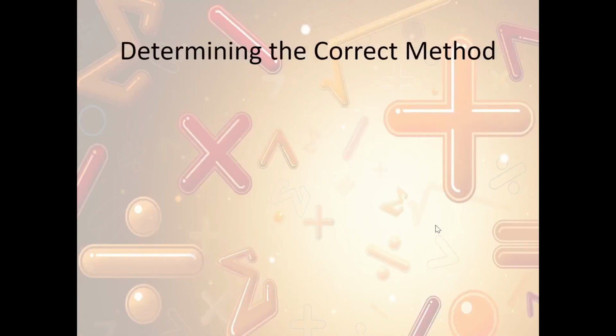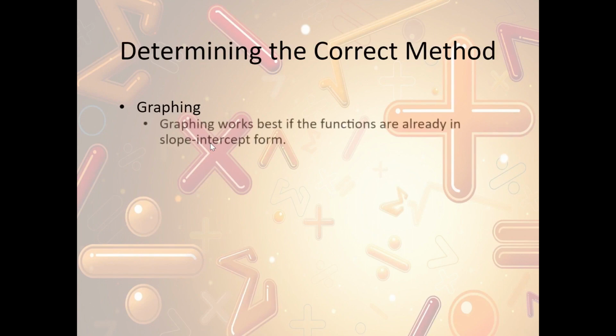Now, how do we determine the correct method? First of all, we need to discuss what methods we have to solve systems of equations. The first one is graphing. Graphing works best if the functions are already in slope-intercept form. We don't like putting things into slope-intercept form. So if they're not in slope-intercept form, then let's use a different technique. But if they are in slope-intercept form, graphing is a great way to go. So this is usually best when both functions are already in slope-intercept form. And that looks like y equals mx plus b.